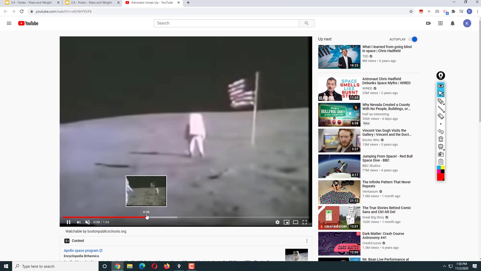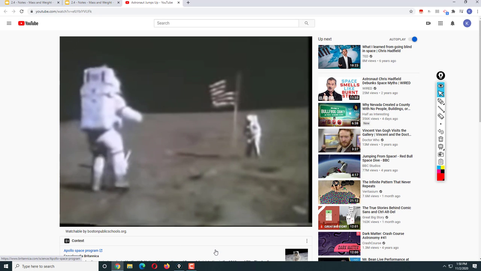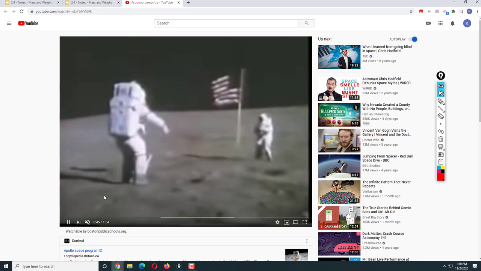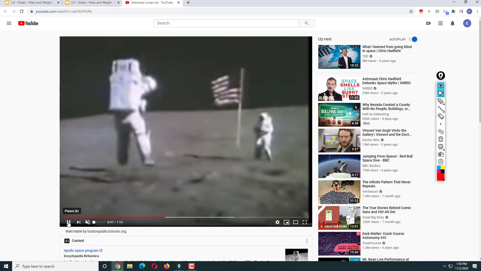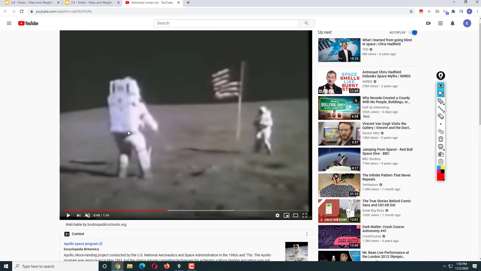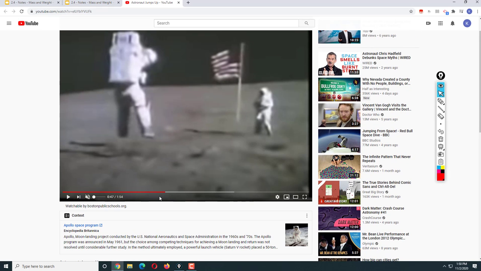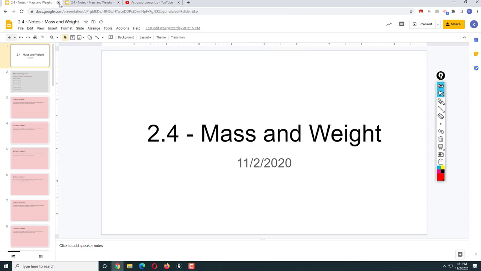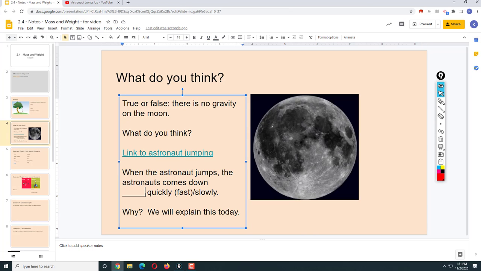But when the astronaut jumps, it takes a longer time for the astronaut to come down. So when the astronaut jumps on the moon, the astronaut comes down slowly compared to the Earth. Why? Well, we will understand this today.